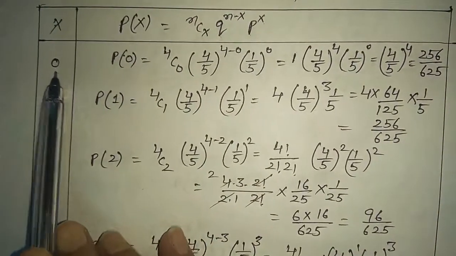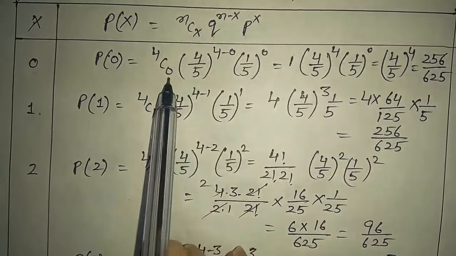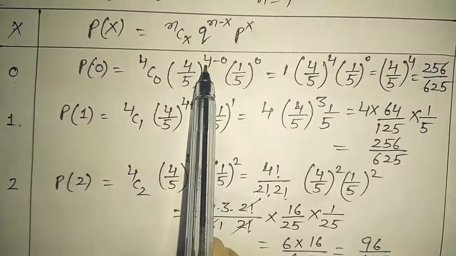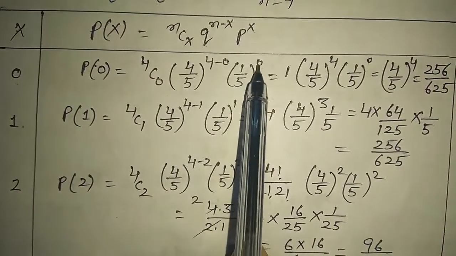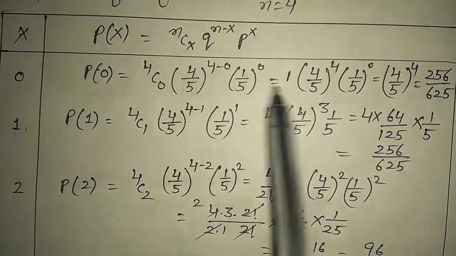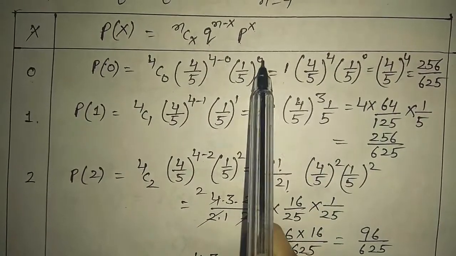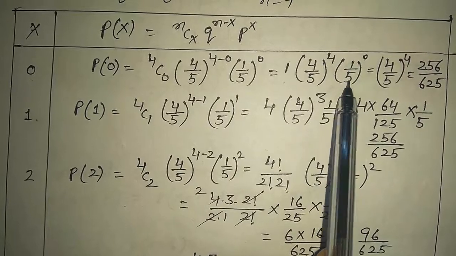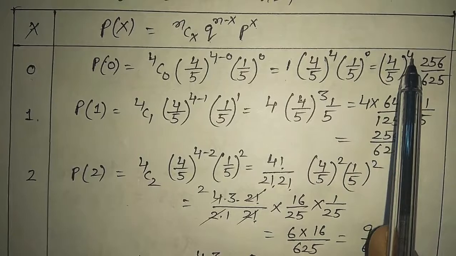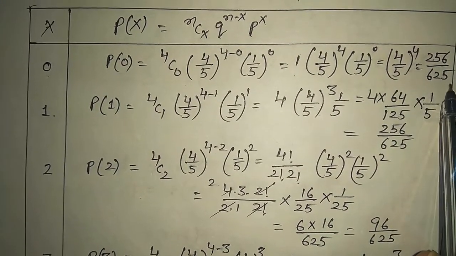So for x equal to 0, what will be P0? In place of n, you will put 4, x is 0, Q is 4 by 5, P is 1 by 5 raised to power 0. So 4C0 is 1. Then 4 by 5 raised to power 4 and 1 by 5 raised to power 0. Anything to the power 0 is 1. So what is left here is 4 by 5 raised to power 4. 4 power 4 is 256 and 5 power 4 is 625.